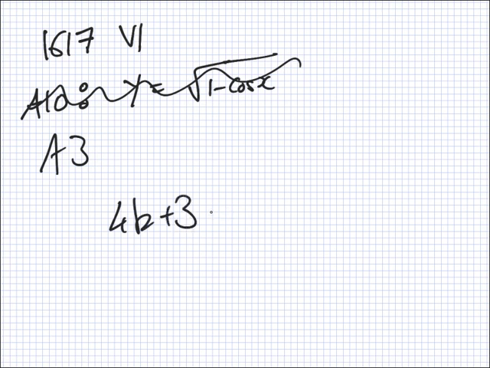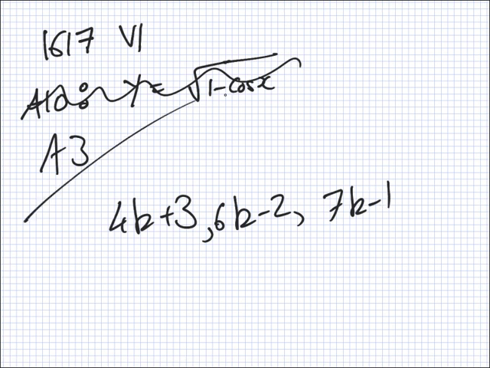4K plus 3, 6K minus 2 and 7K minus 1 are 3 consecutive terms of an arithmetic progression. Find K. Right, so we've seen this one in class. You're told that these 3 terms form an AP. So what's special about the relationship between these 3 terms if they form an AP? Yeah, the same difference. So the difference here is the same as the difference here.